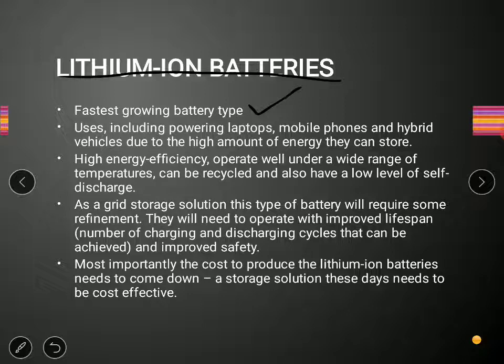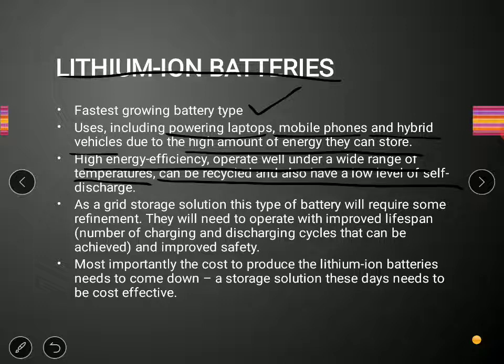Okay, so what are the uses? The uses are definitely in laptops, mobile phones, and of course hybrid vehicles, due to the high amount of energy that they can store. For any kind of battery, if you want to make it commercially usable, first of all it should be cheap, affordable, and at the same time the energy density should be high. So high energy efficiency, operate well under a wide range of temperature. That means even if the temperature keeps varying, it should not affect the system. And they can be recycled and also have a low level of self discharge. So these lithium-ion batteries have all these properties.